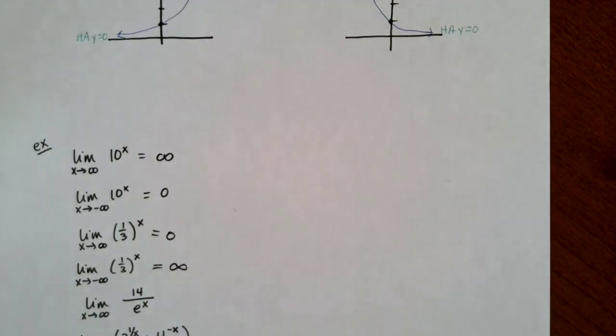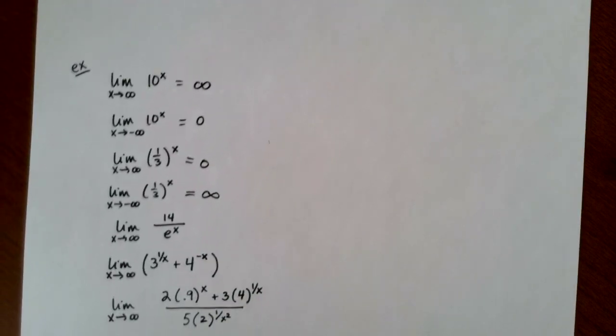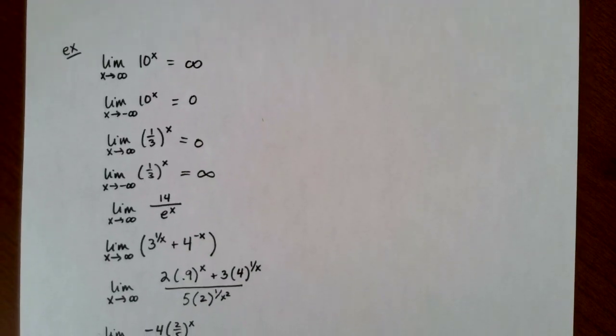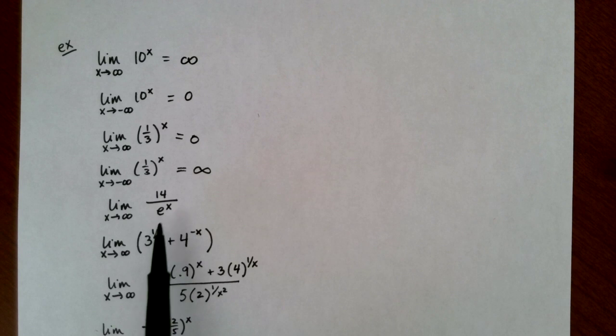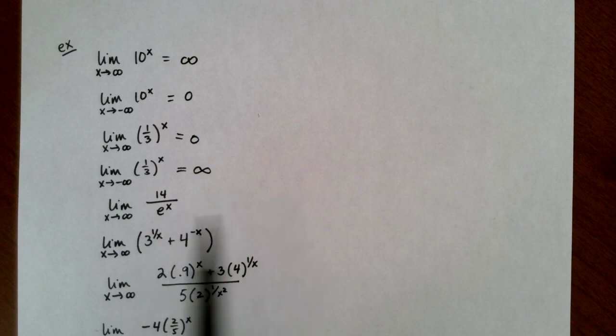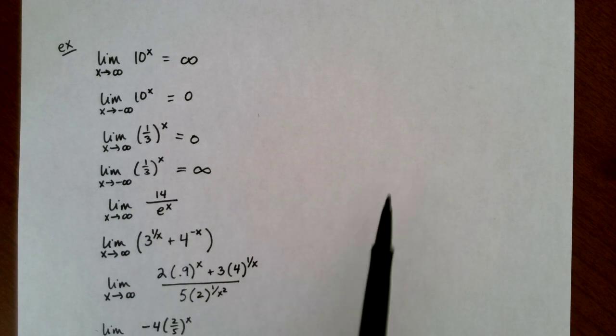We can also use our knowledge of these basic exponential graphs, just number to an exponent, to do slightly weirder limits, which is what I have coming up in the next few examples here. Okay, so for example, 14 over e to the x. You do have the option to reformat this as an exponential, 14 times 1 over e to the x. And then you could categorize it as the second decreasing type and answer it that way.